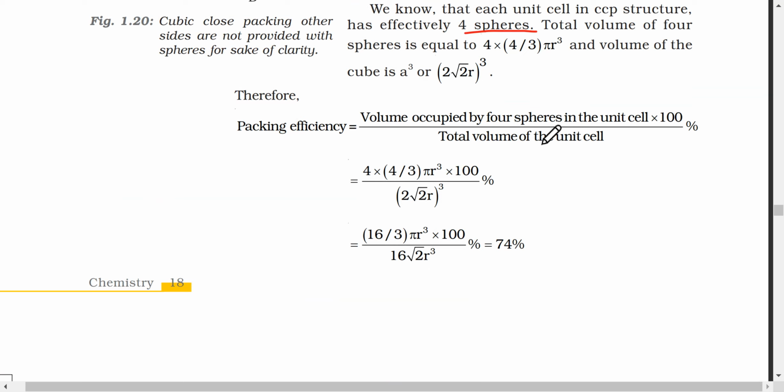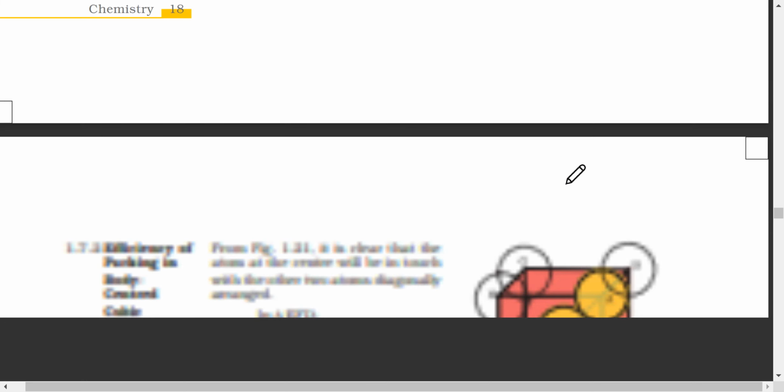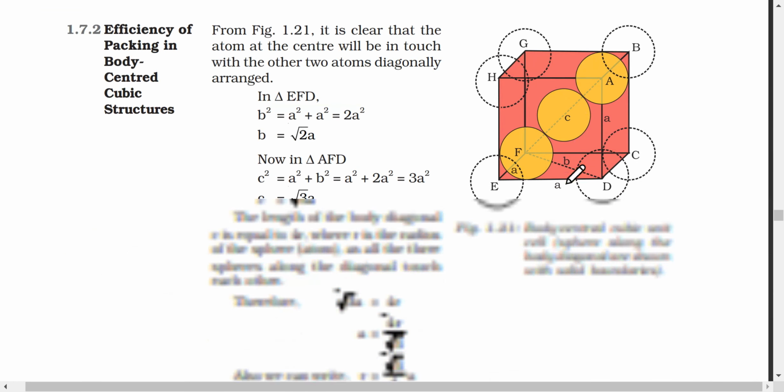Packing efficiency is volume occupied by 4 spheres divided by total volume of the unit cell. Fine. कितना 4 spheres occupy करे divided by कितना cell का already volume है, multiplied by 100. This will give you कि कितने voids हैं या कितना packing efficiency है. Then you have body centered में.